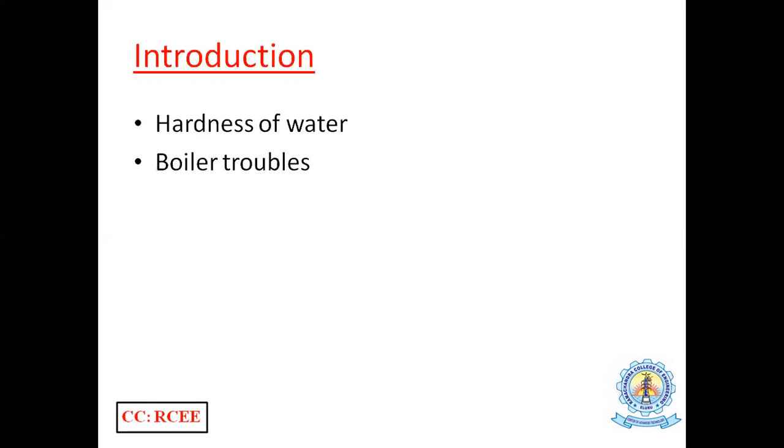If you carefully observe the hardness of water and boiler troubles, these two are caused by some contaminants that are present in the water. So removing those contaminants present in the water is called treatment. In our syllabus, the treatment can be done in two types, that is internal treatment and external treatment. In this session, we are going to learn only internal treatment.